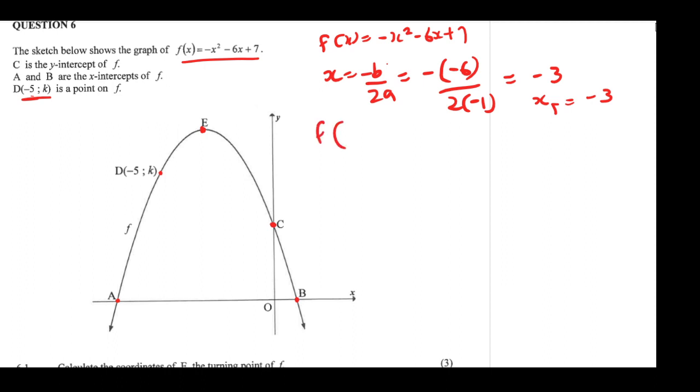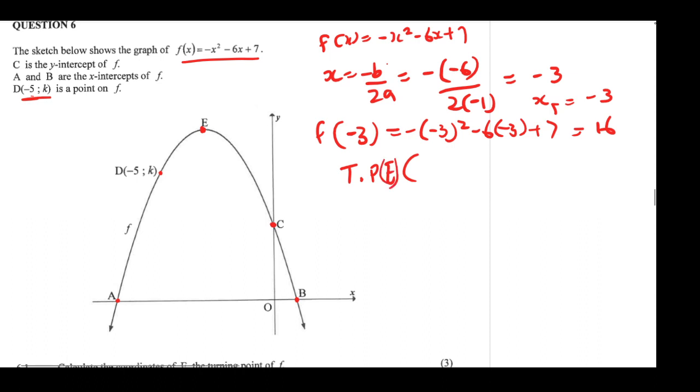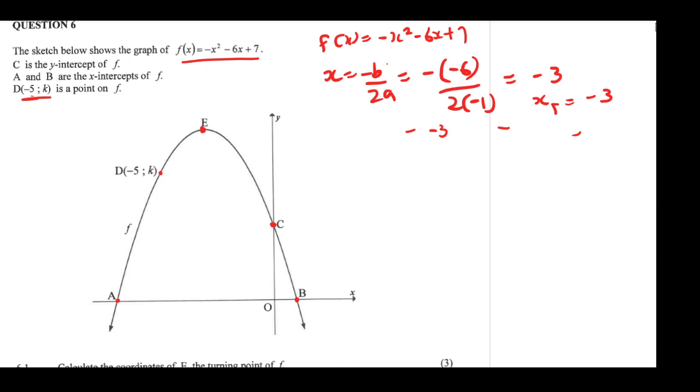To get your y value, you substitute into your original equation. So it's minus of minus 3 squared, minus 6 times minus 3, plus 7. Punch this in your calculator, you should get 16. So the turning point for point E is minus 3 and 16. So we're done with 6.1. Now let's do 6.2.